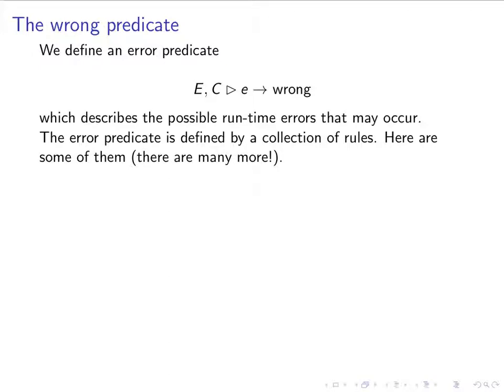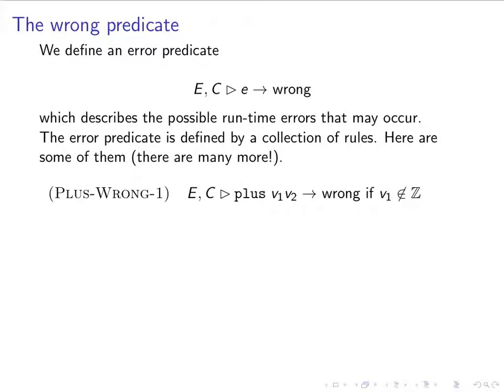Then there is the other statement, which says that typed programs can't go wrong. What does it mean to go wrong? To capture this, we define an error predicate that describes the possible runtime errors that may occur. Now, there's a whole host of runtime errors that you can imagine. So the error predicate is defined by a collection of rules, and there are very many. And here are some of them for the language that we've considered in today's session. I'm not going to list all of them because there are very many of them, but here are just a few.